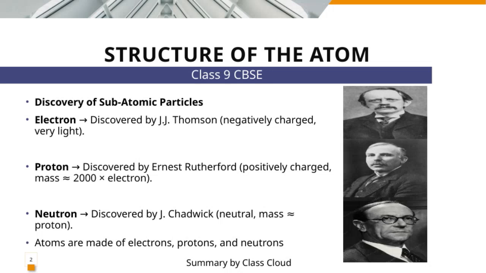Let's talk about the discovery of subatomic particles, which are the building blocks of atoms. First, we have the electron, which was discovered by J.J. Thomson. Electrons are negatively charged and very light compared to other particles. Then, there's the proton, discovered by Ernest Rutherford. Protons carry a positive charge and are much heavier, approximately 2,000 times the mass of an electron. Finally, we have the neutron, discovered by J. Chadwick. Neutrons are neutral, meaning they have no charge, and their mass is roughly the same as that of protons.